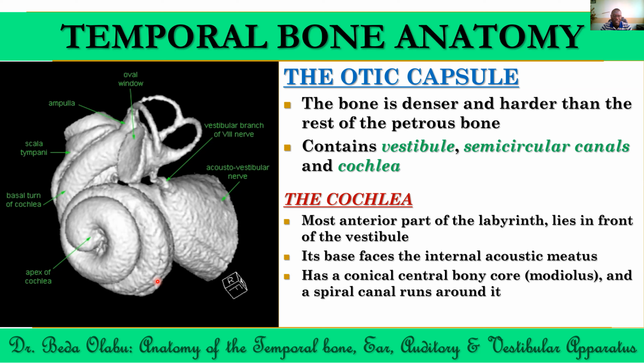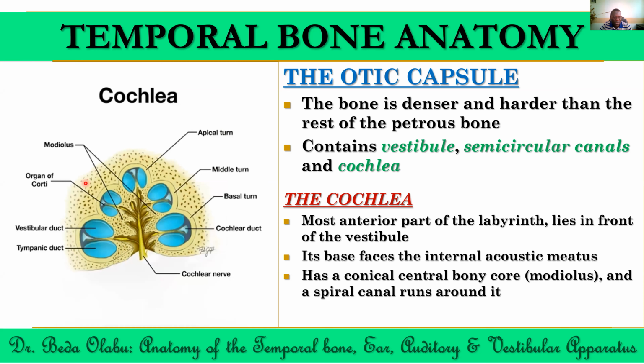Remember the number of turns is 2 3/4 turns. That makes us give names to the different turns of the cochlea. So we have what we call the basal turn, which is the widest and the largest. Then the intermediate turn and the apical turn. The apical turn, remember, is the one that is incomplete.